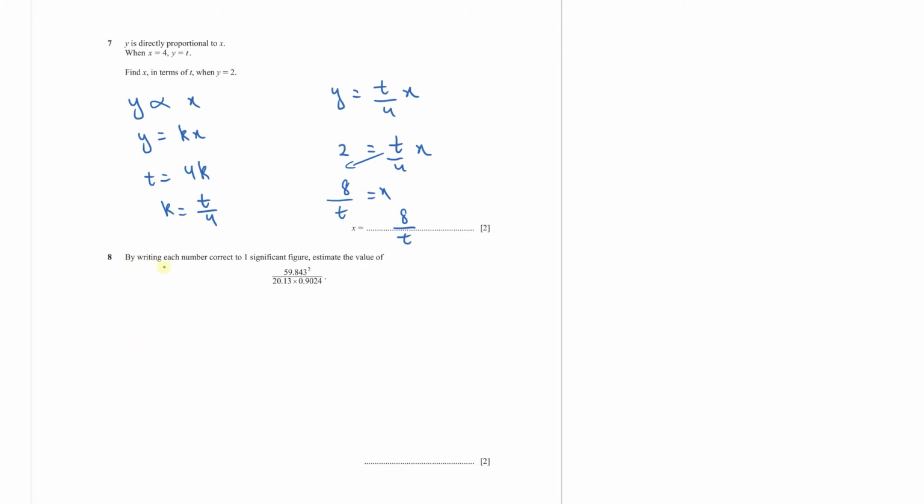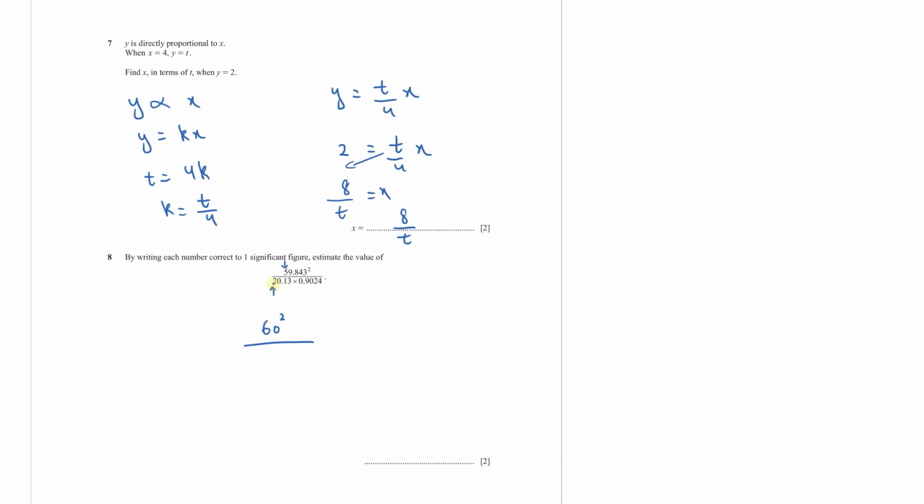The next question is, by writing each number correct to one significant figure, estimate the value of this. So your first significant figure is the non-zero value when you start looking from the left side. So your first non-zero value here is 5. So the next value is 9. So this 5 will be rounded up. This will become 60 squared. This is the first value.